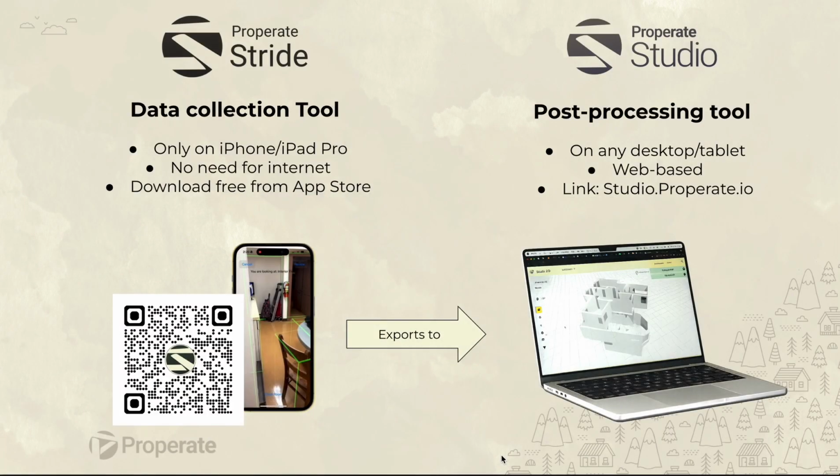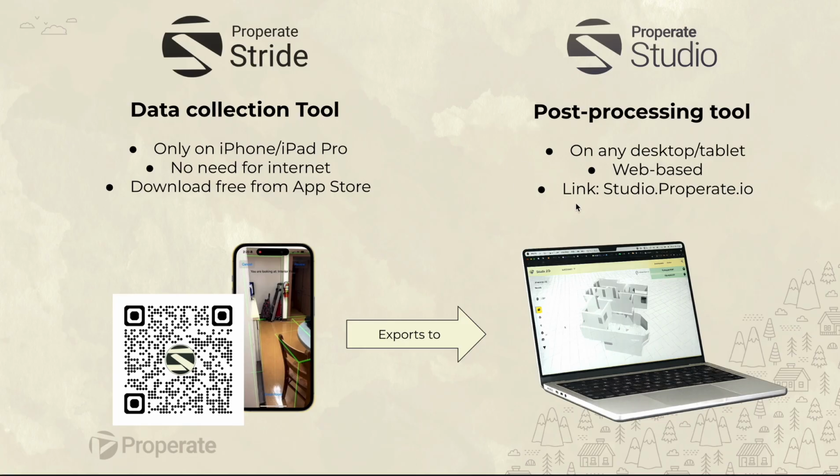After we have finished working with Stride, it's now time to move on to the post-processing stage in PropRate Studio. PropRate Stride is dedicated to data collection and it's only available on iPhone and iPad Pro devices. However, PropRate Studio is multi-platform and is built for desktop environments. It's web-based, so you can pretty much use it on any platform as long as you have web connection. It gives us an easier way of reviewing the project and getting the results to completion.